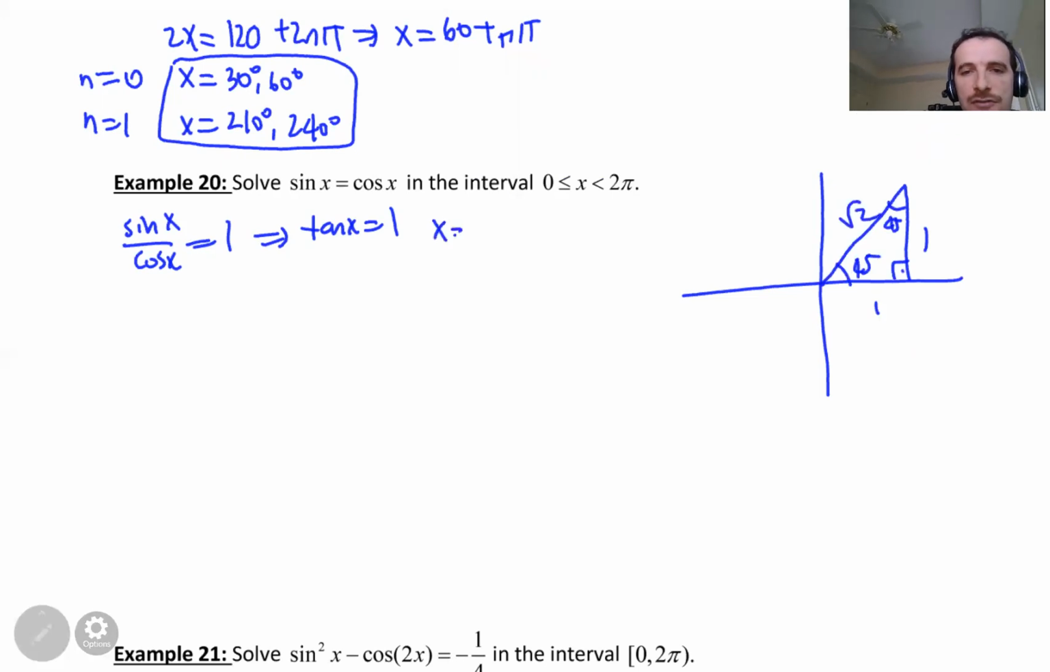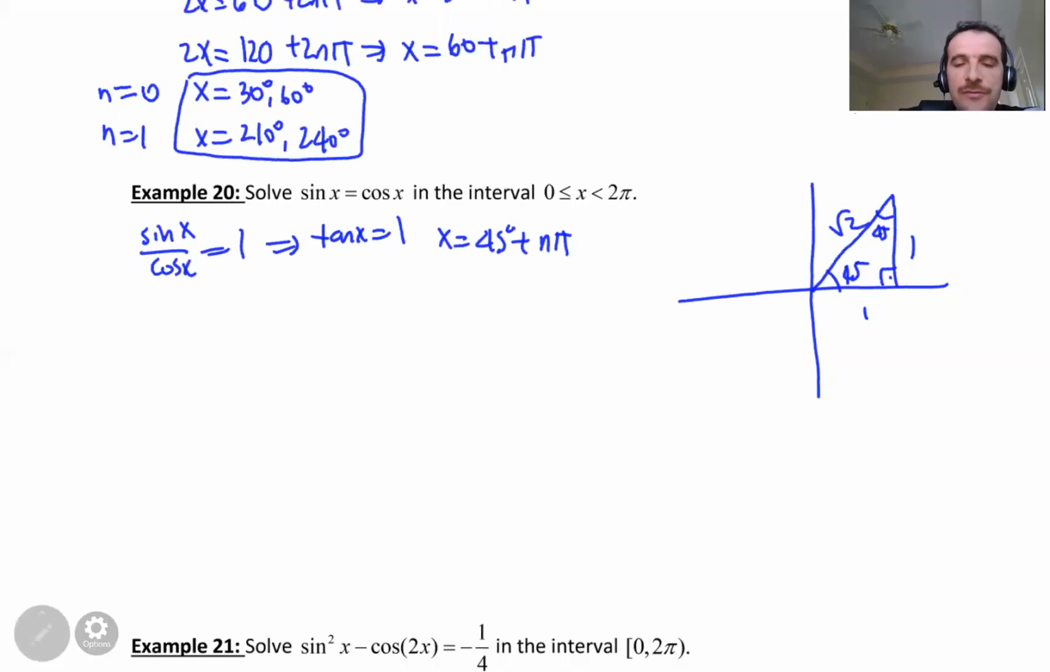So x is equal to 45 plus n pi. If it is tangent, the period is pi, so you just add integer multiples of pi, okay? And if it is tangent or cotangent, you don't need to find another angle that gives the same tangent value, because it's enough to find one angle. So this is 45 degrees, of course.